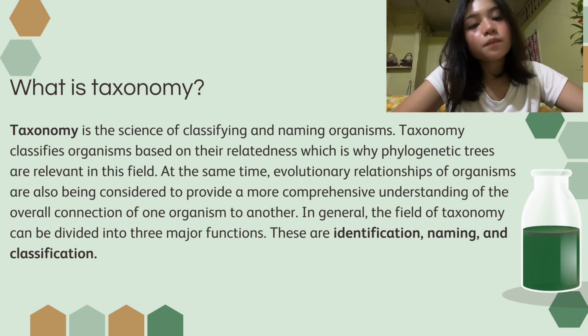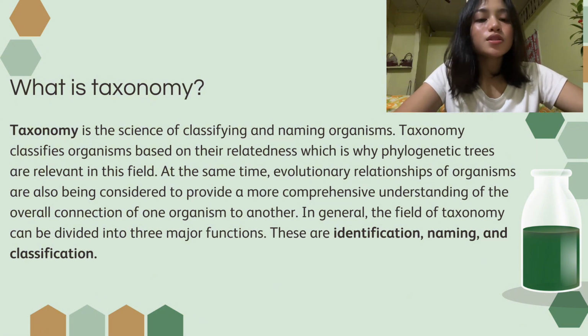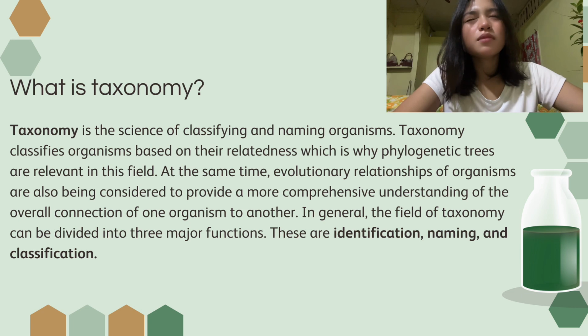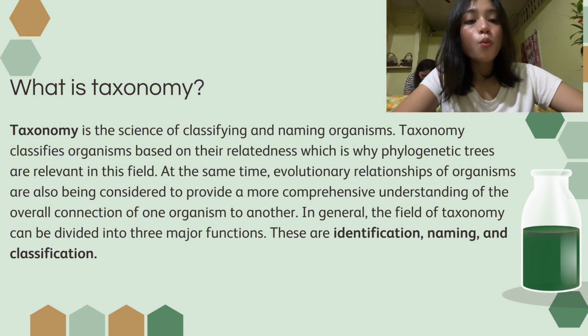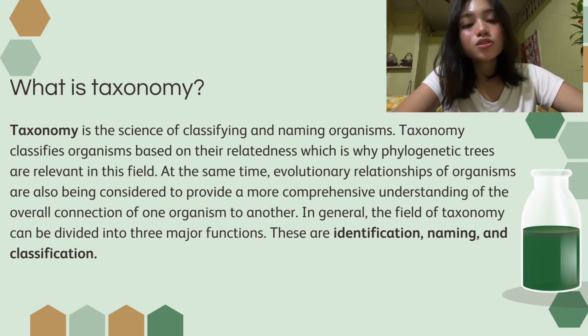For naming, once an organism is identified, it is given a scientific name using binomial nomenclature. It is a two-name system. Example, humans are called Homo sapiens, where Homo is the genus and sapiens is the species. So this system helps avoid confusion because organisms have one universal name regardless of language or location.